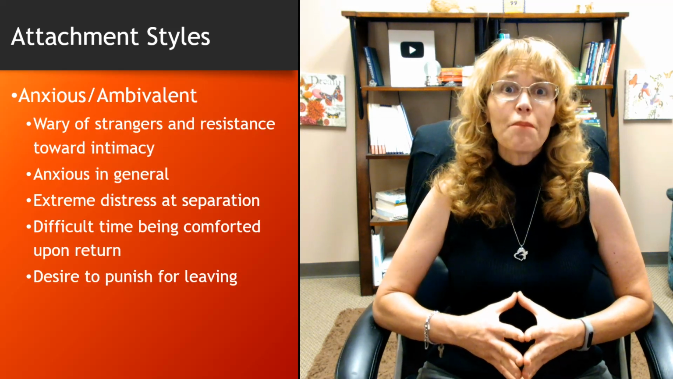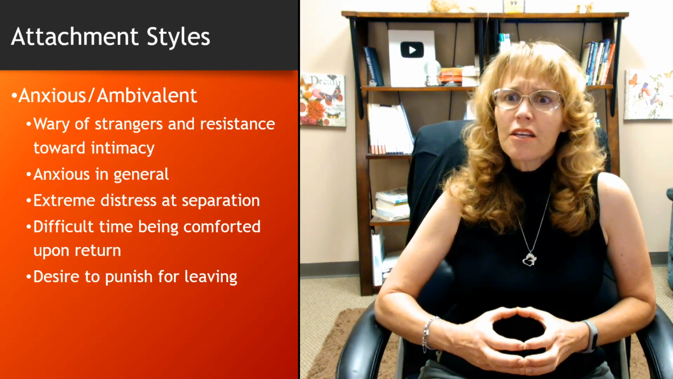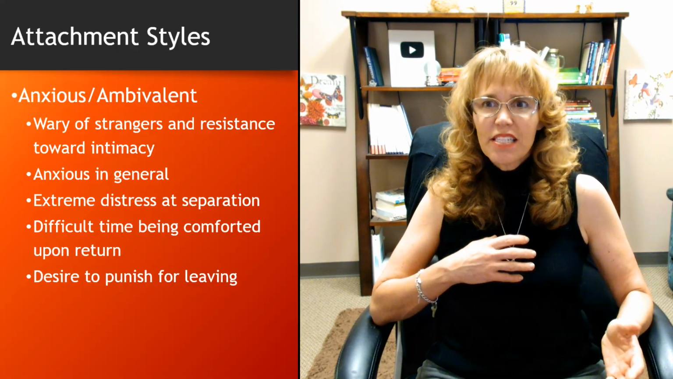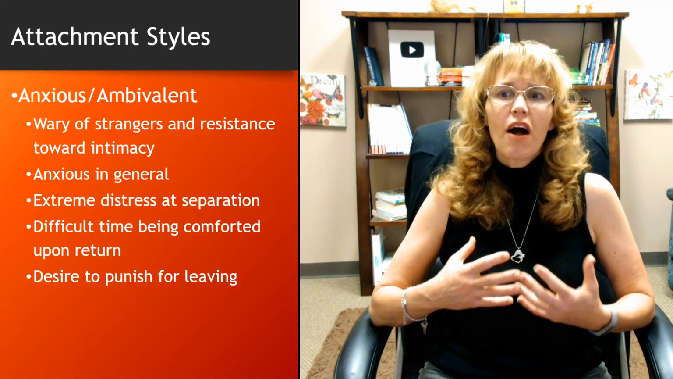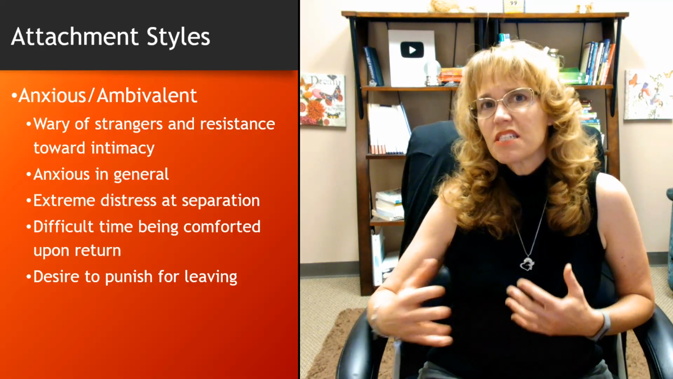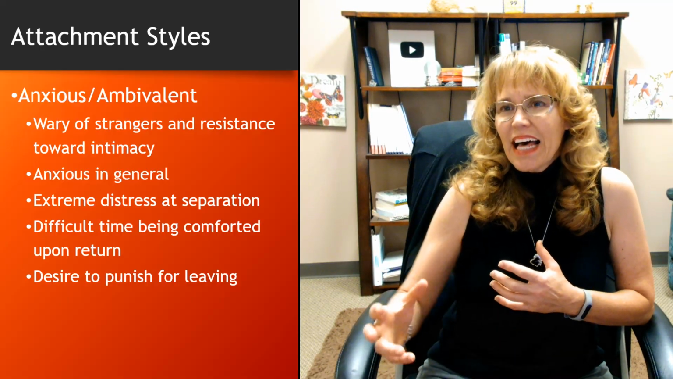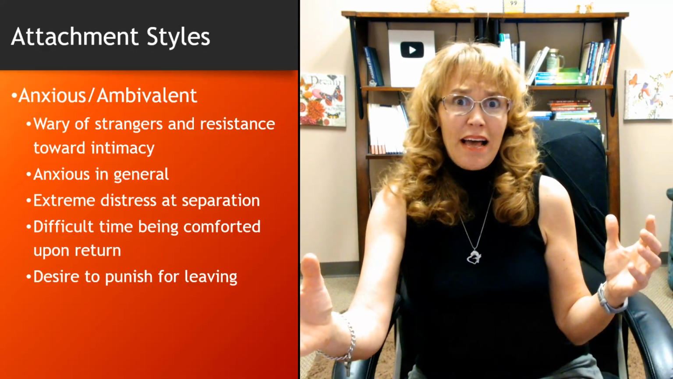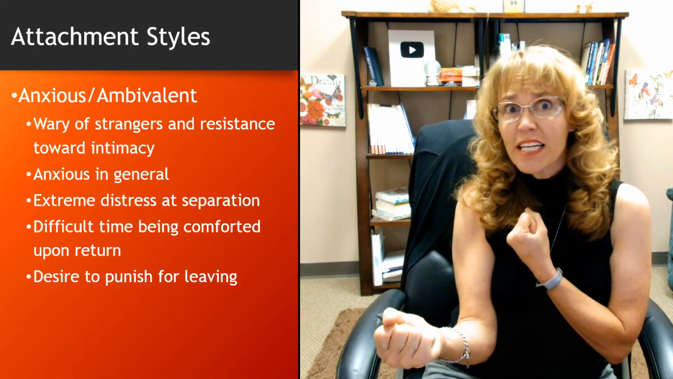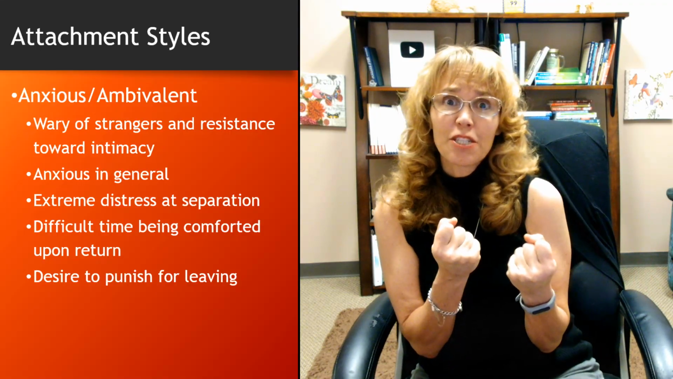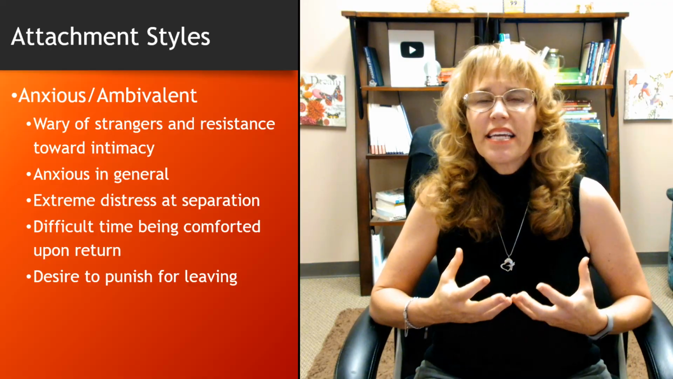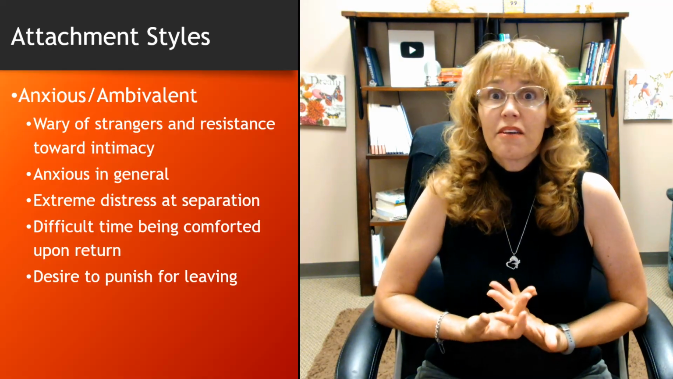The anxious ambivalent attachment is a little bit different. People who are anxiously attached and ambivalent are often wary of strangers and resistant toward intimacy. They're ambivalent. They want it, but they don't want it at the same time. It's terrifying to be alone, but it's terrifying to be in a relationship at the same time. So there's a lot of anxiety and they don't know what's going to make them feel good.